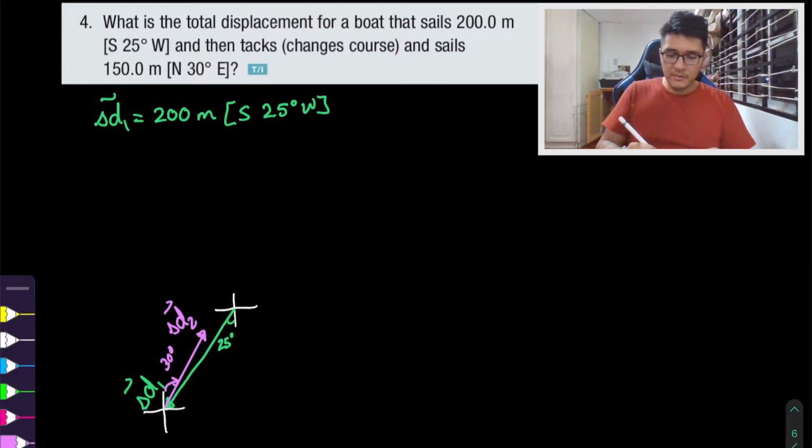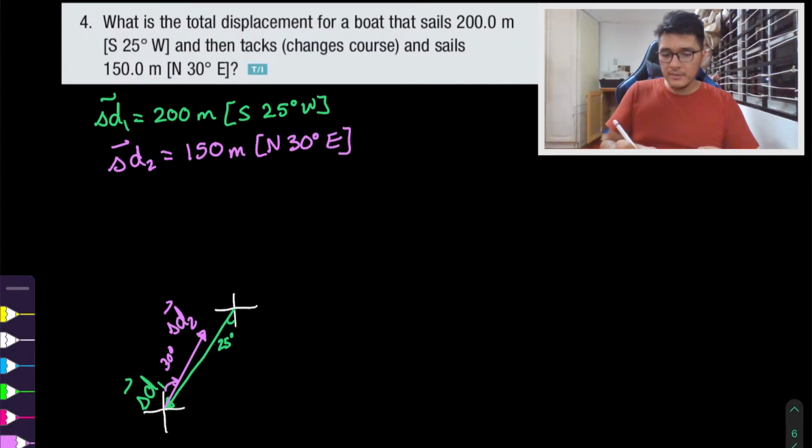And the pink one here is our second displacement. So our second displacement is 150 meters north, 30 degrees east. And whenever you want to find the total displacement, it just means the sum of the previous 2 displacements. By doing vector addition, it is from the tail of the first to the head of the second. So that's the total displacement vector.